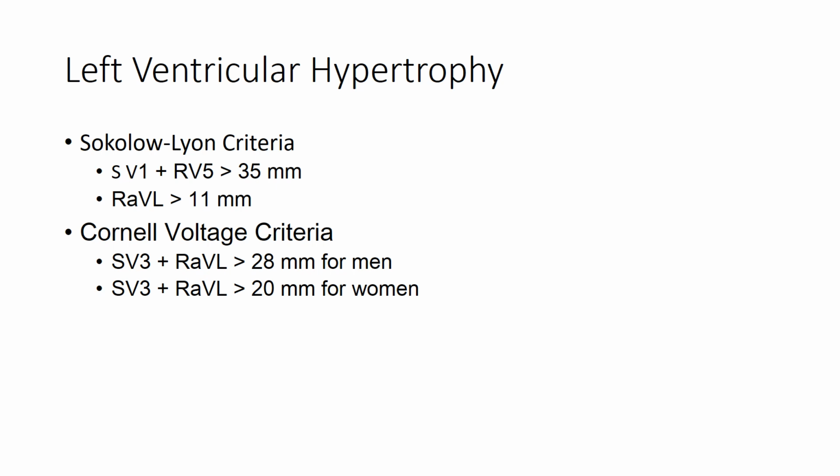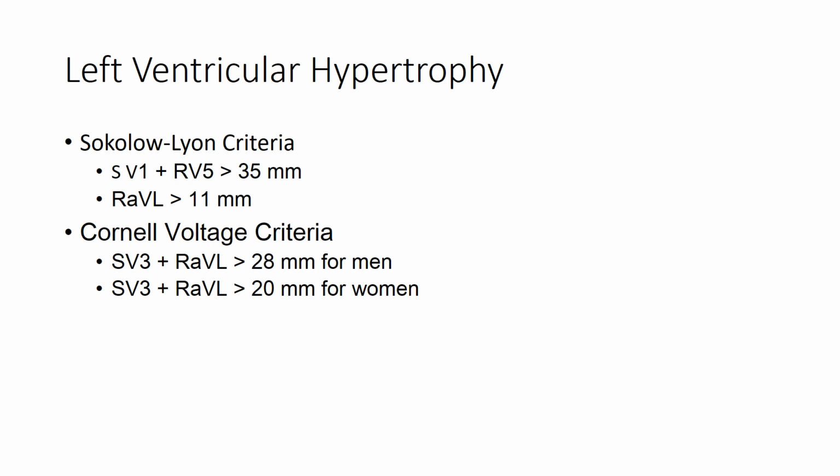Several criteria are available for the diagnosis of left ventricular hypertrophy. Sokolow-Lyon criteria is the most commonly used criteria, and in this criteria we combine the amplitude of S wave in V1 as well as the amplitude of R wave in V5, and if the sum is more than 35 mm, then it is termed as left ventricular hypertrophy. The other criteria is R wave in lead AVL. If it is more than 11 mm, it also indicates left ventricular hypertrophy.